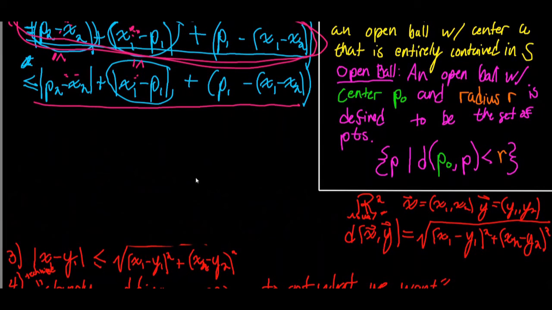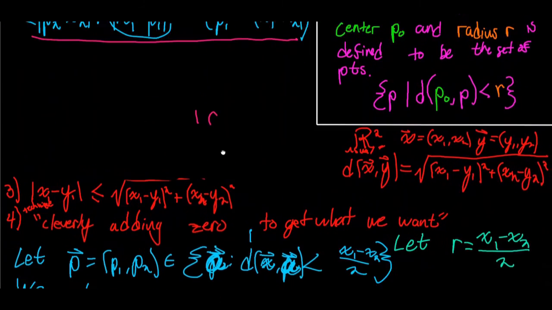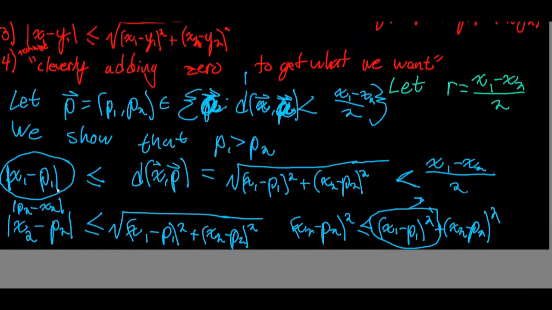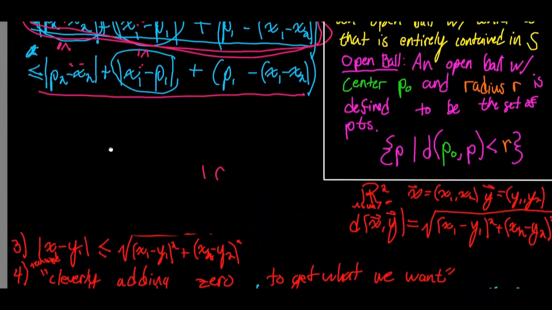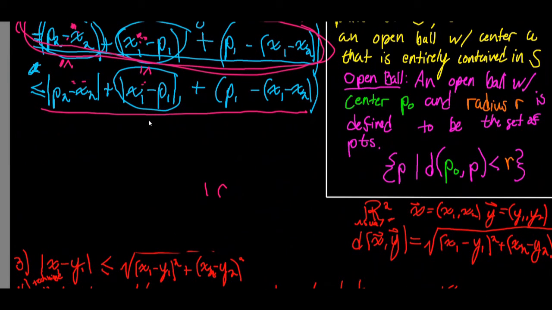Let me clear some room here so that I can finally finish out this argument. So remember what we have down here. We have that the absolute value of x1 minus p1 is less than or equal to the distance between x and p, which is strictly less than the radius of our open ball. So therefore, the absolute value of x1 minus p1, this guy right here, is strictly less than our radius. And also this guy, p2 minus x2, is less than our radius, and this guy is equal to x2 minus p2.